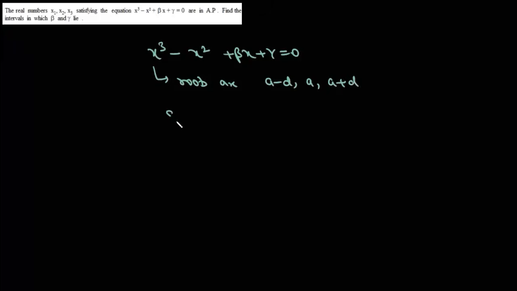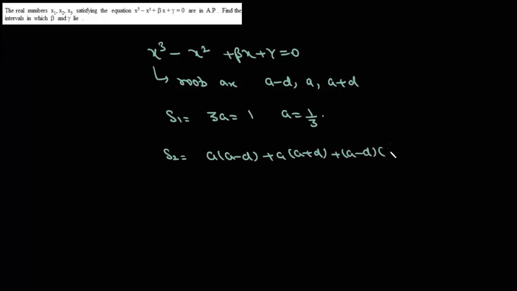Now if we write S1, which is the sum of roots, we can write 3a equals 1, or the value of a is 1 by 3. Now we write S2, which is the sum of roots taken 2 at a time. So it will be a into (a minus d) plus a into (a plus d) plus (a minus d) into (a plus d), and that will be equal to beta.